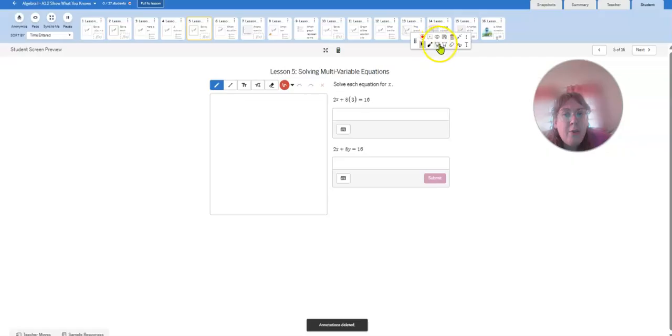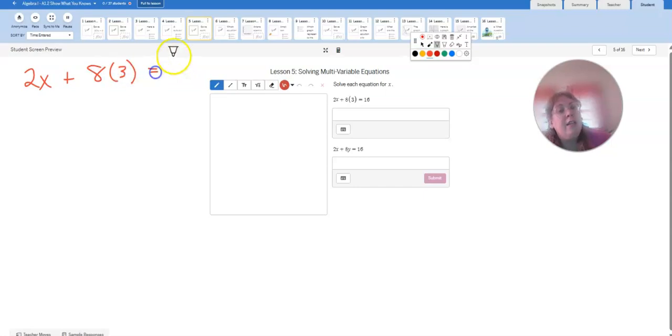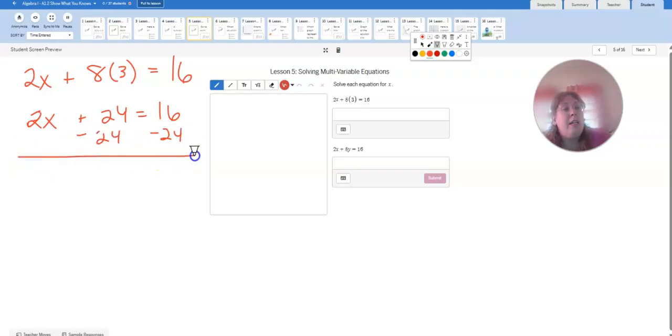Solve each equation for x. So we have 2x plus 8 times 3 equals 16. Well, we know what 8 times 3 is. That gets us a number. So we have 2x plus 24 equals 16. And then we can subtract this 24 on both sides to get 2x equals 16 minus 24. It's going to be a negative 8.